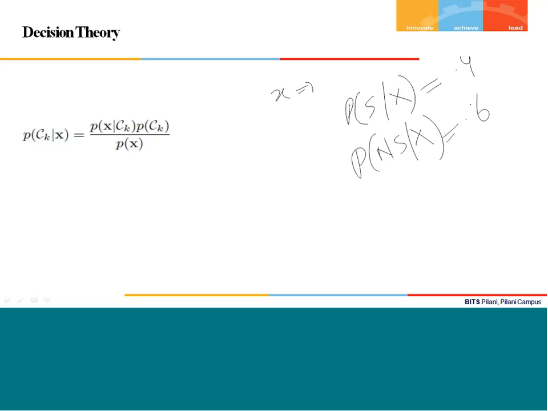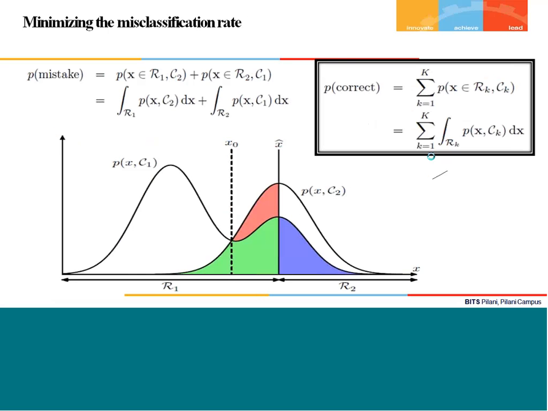What is this mail? Decision theory says that wherever you find the minimum risk in guessing the right class, you take that one. So here the probability 0.6 is higher than the other probability. So my chance of correctness is greater in this case, so I will guess that mail equals not spam. Okay, so minimizing the misclassification rate.